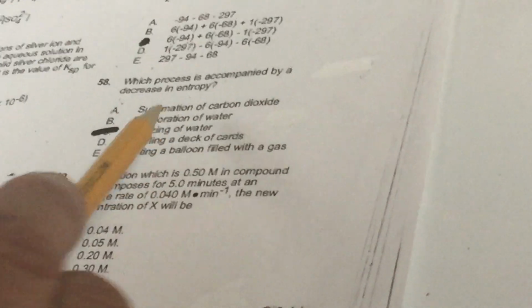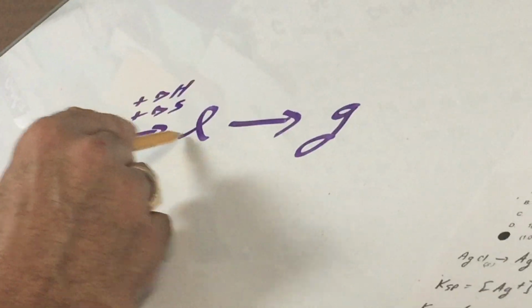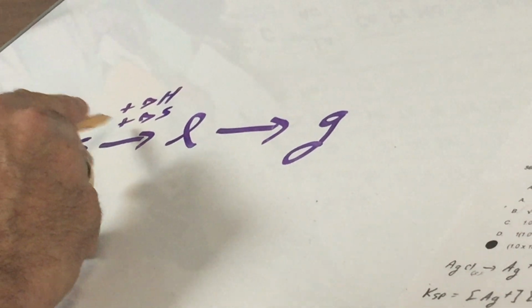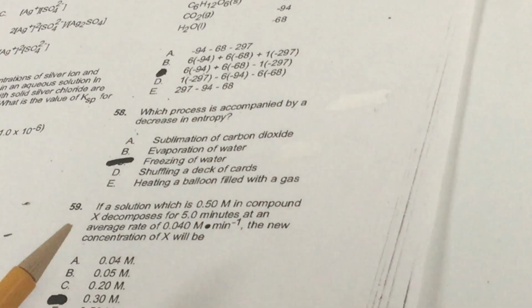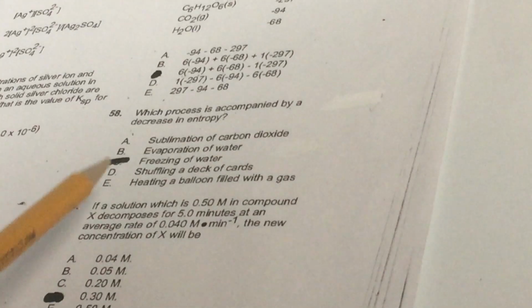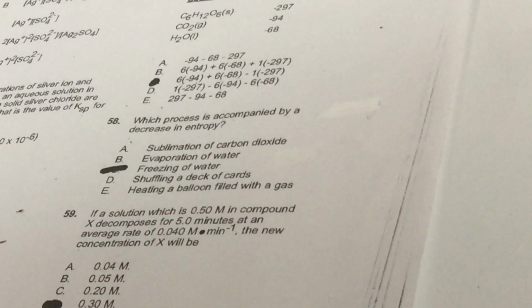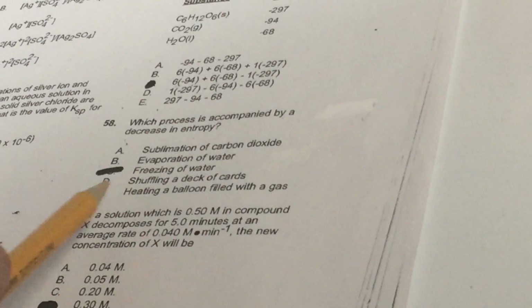But freezing of water, if you look here, freezing of water would go from the liquid to the solid. So that means the entropy would be negative. And therefore, you're decreasing the disorder. Shuffling a deck of cards, you're increasing the disorder, of course, so that would be positive. Heating something, you're adding heat, you're going to cause more disorder, so that would eliminate E.